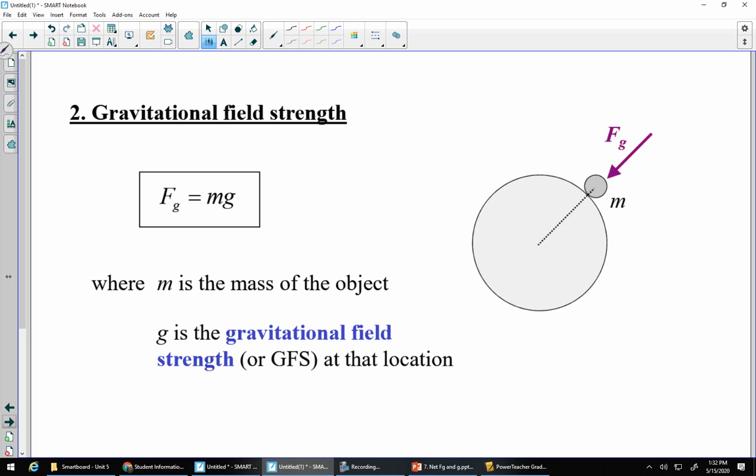right? So we've dealt with this equation since grade 10. Force of gravity is equal to mass times, maybe even since grade 9 to be honest. Force of gravity is equal to mass times the acceleration due to gravity, or more specifically, force of gravity is equal to mass times the gravitational field strength at a particular location.